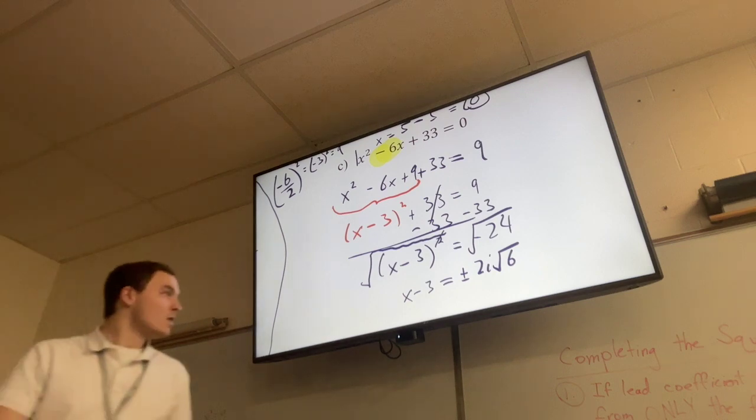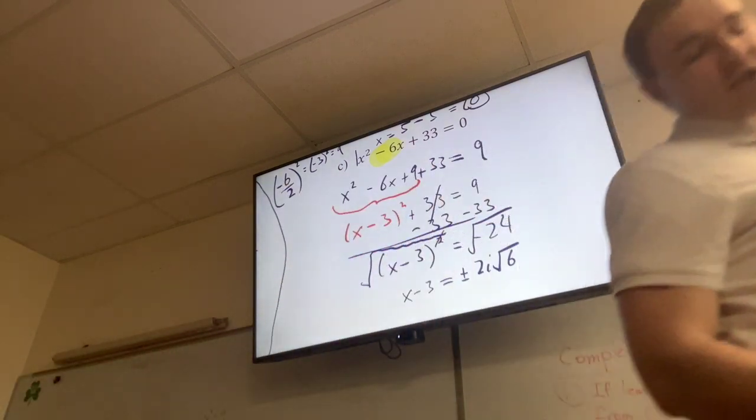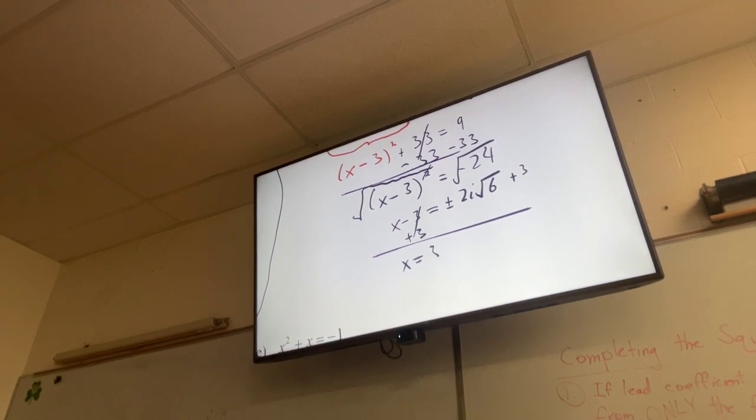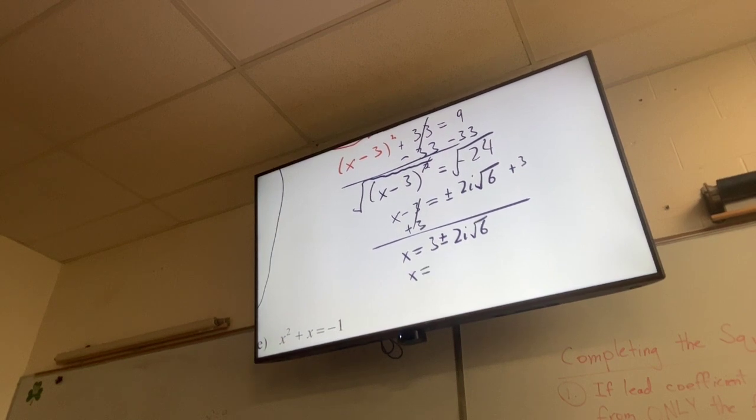Okay. And then the last thing we have to do to get x by itself is add that 3 over. So we have x equals 3 plus or minus 2i root 6, okay? So my 2 solutions are x equals 3 plus 2i root 6 and x equals 3 minus 2i root 6. Those will both work.